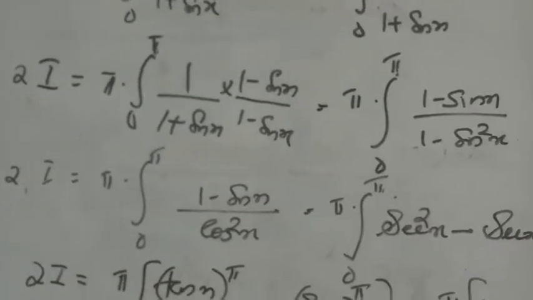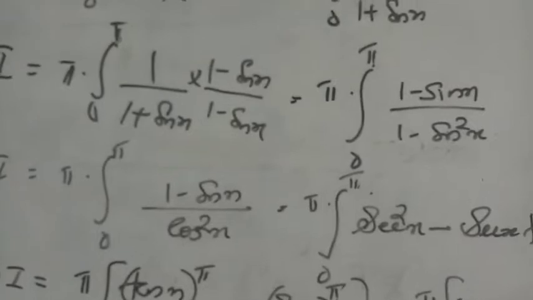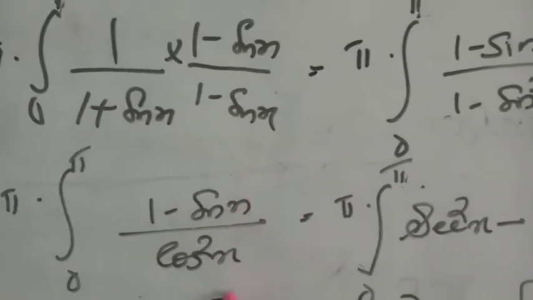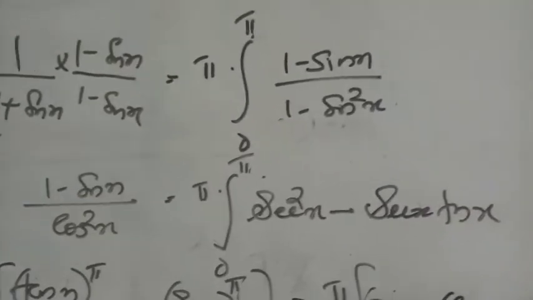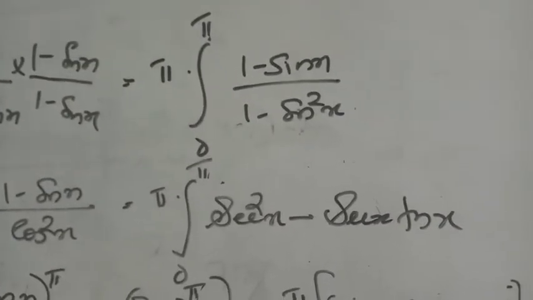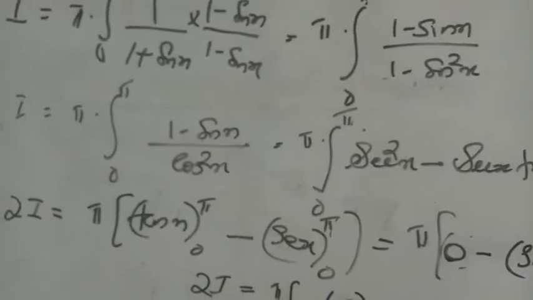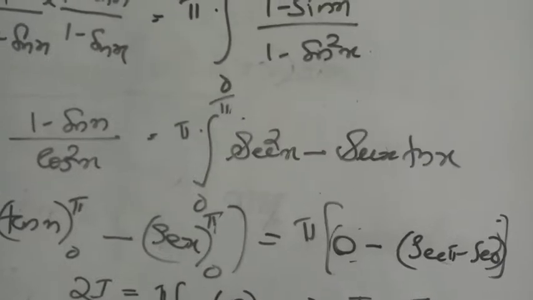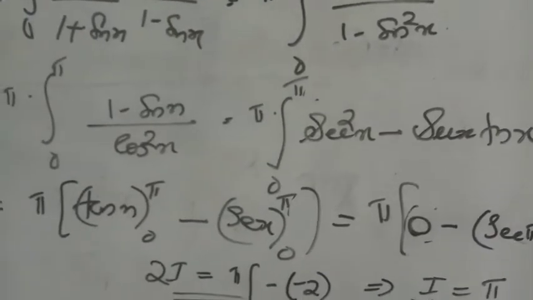You know, divide that 1 by cos square x. Divide the first one by cos square x and sin x by cos square x. You will get pi into sec square x minus sin x by cos square x. You know that it is sec x tan x. Now, what is the integral of sec square x and what is the integral of sec x tan x? That is simply sec x.